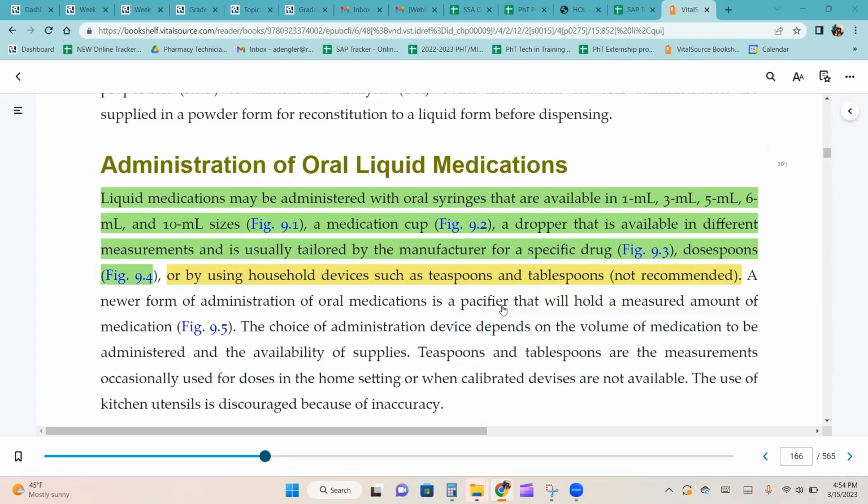Liquid medications may be administered with oral syringes that are available in 1 ml, 3 ml, 5 ml, 6 ml, and 10 ml sizes, a medication cup, a dropper that is available in different measurements and is usually tailored by the manufacturer for a specific drug, dose spoons, or by using household devices such as teaspoons and tablespoons, which is not recommended.